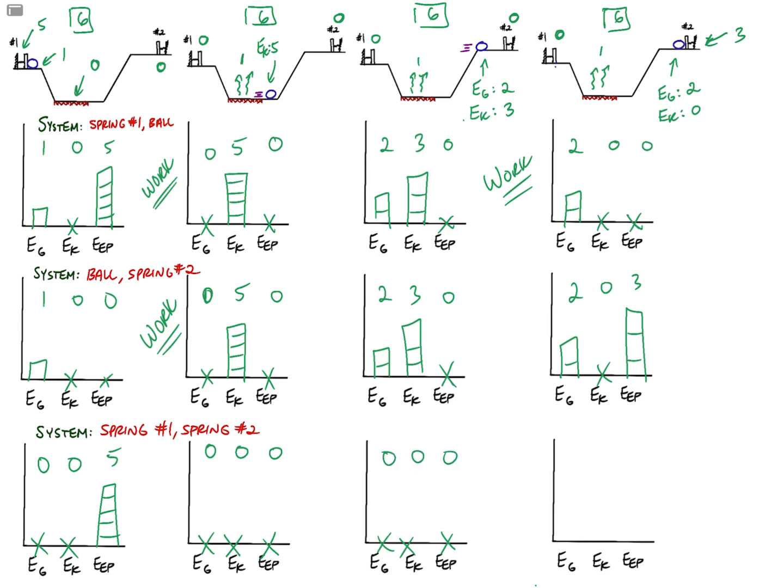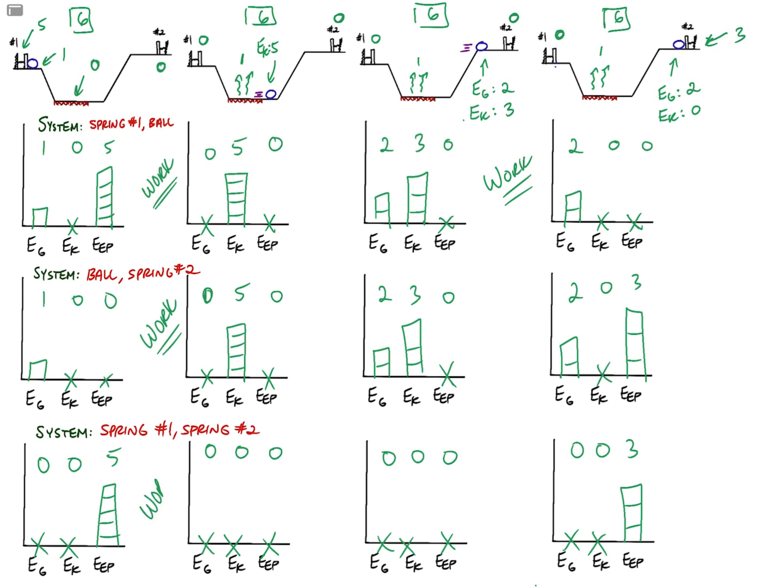Finally, in the last case, we look at spring 1, which has 0. We look at spring 2, which has 3. That gives us a total of 3 elastic potential energy. And as we said, the springs aren't moving, and we don't assume that they have any EG. So I wrap up with 3. Looking from left to right, in the first graph I have 5 blocks. Second graph I have 0. That means work has occurred.